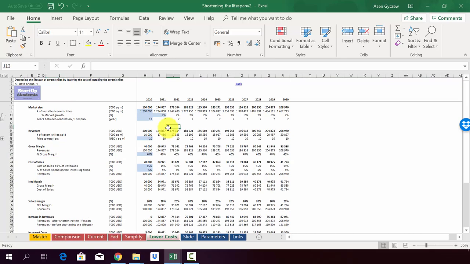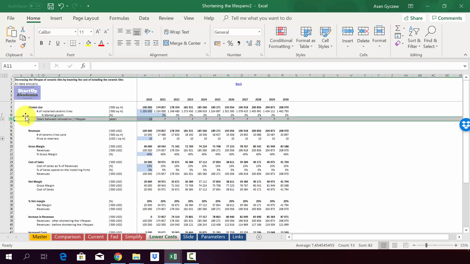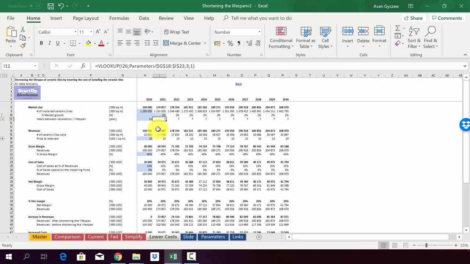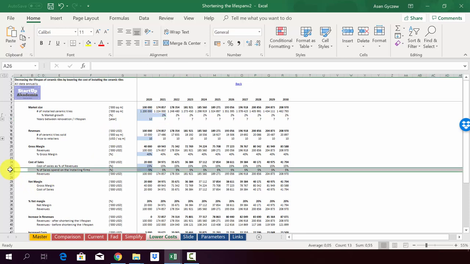Let's see what kind of results we can get by lowering the costs of exchanging the ceramic tiles. So we've got exactly the same structure as in the previous case, but this time instead of exchanging the ceramic tiles every 12 years, we convinced the customers to do it every 7 years. And we achieved that by spending money again, but this time we spend it on installing firms, so the firms who are responsible for putting in the ceramic tiles, and we spend it on providing them with certain tools to help, but also teaching them how to do it properly and fast.